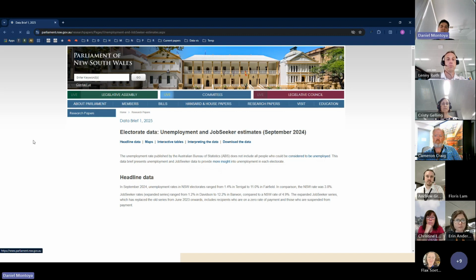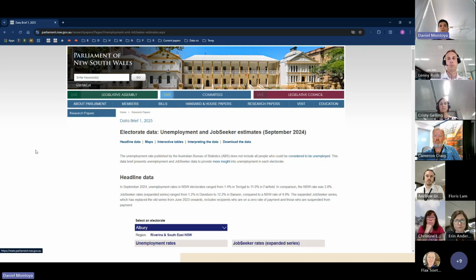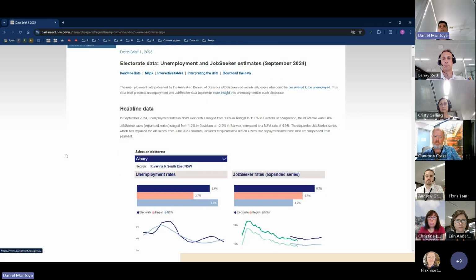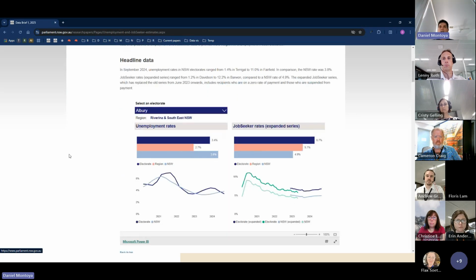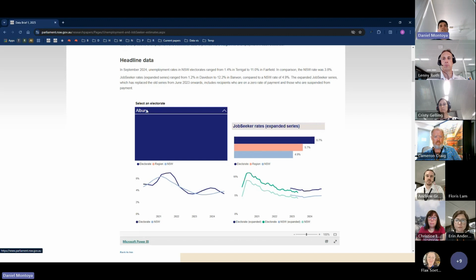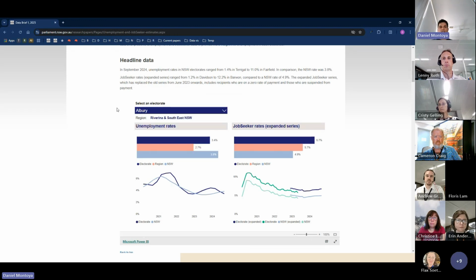Now, this data brief has been designed to let you do two things primarily. One is to see all the data for one electorate in the one place, and the other is to compare electorates across the unemployment and JobSeeker data. And there are four tools in the data brief that let you do this. So first up, we have a dashboard, and you can search for your electorate with this drop-down filter. So I'm going to show you quickly two electorates which, as of September 2024, had the largest differences between their JobSeeker and unemployment rates.